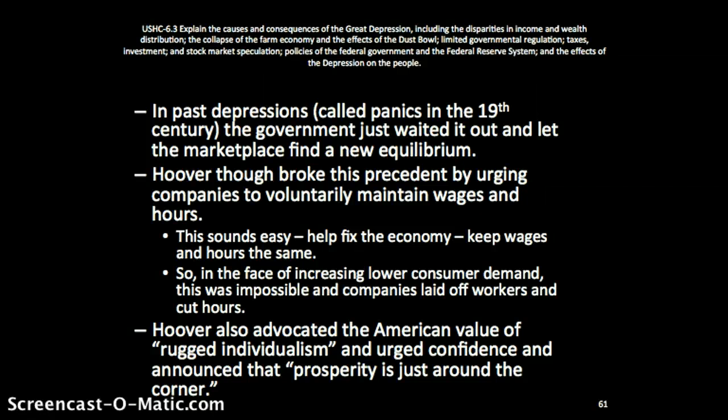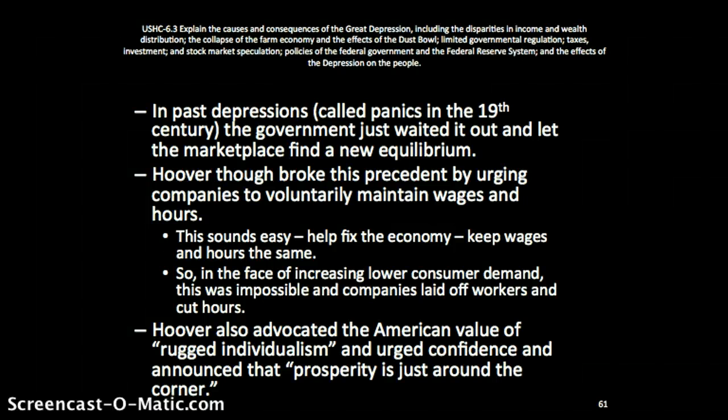Even though people think Hoover didn't really do much as president, he did do something which was more than any other president in the past had done. He asked companies to voluntarily maintain wages and hours, and that sounds easy, but it's really not. As there's lower consumer demand, no business is going to want to willingly lose money, so companies are going to lay off workers and cut hours.